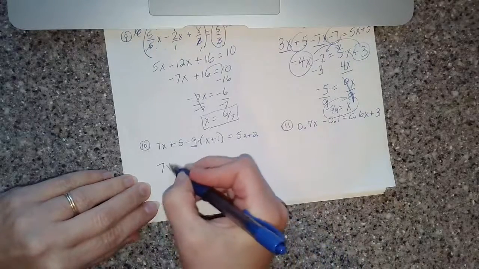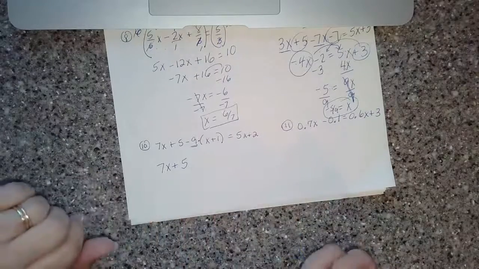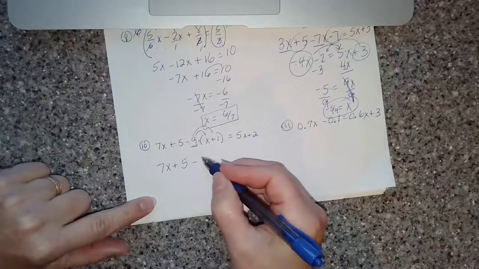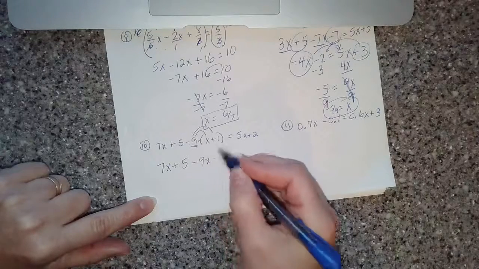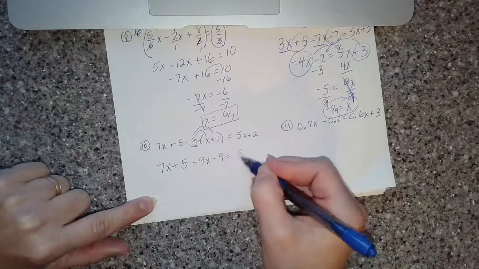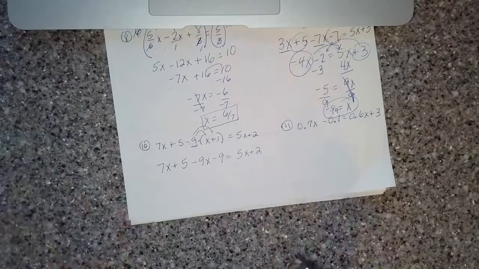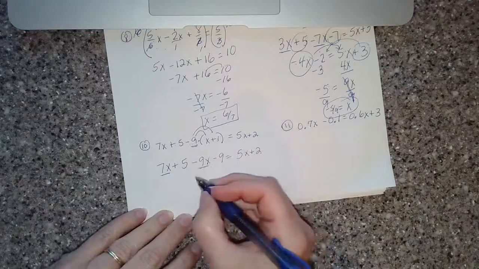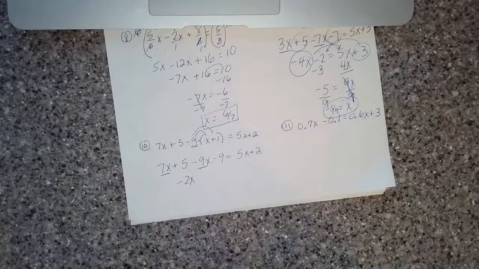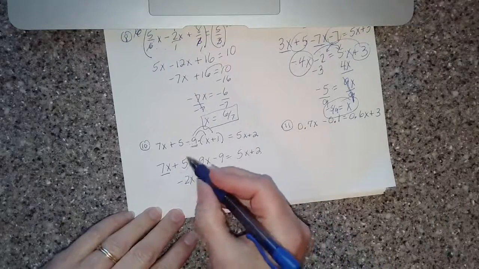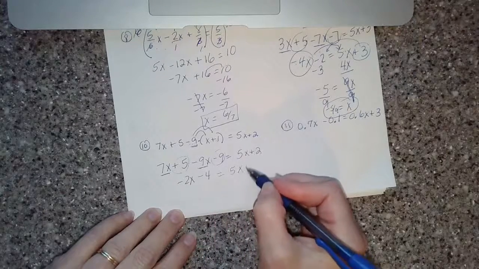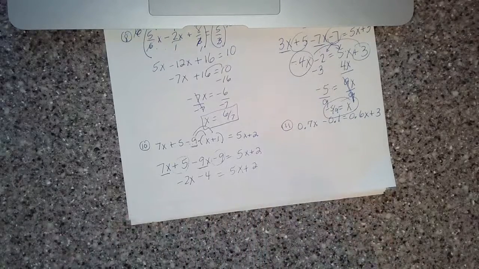This 7x and positive 5 should be just brought down. Then the negative 9x distributes. Notice the negative distributes as well, making negative 9x and negative 9. Then you should always combine any like terms on either side. So 7 and minus 9 are like terms, and they're on the same side, so you're not changing any signs. 5 and minus 9 is negative 4. On the other side, nothing really combines, so we bring that down.